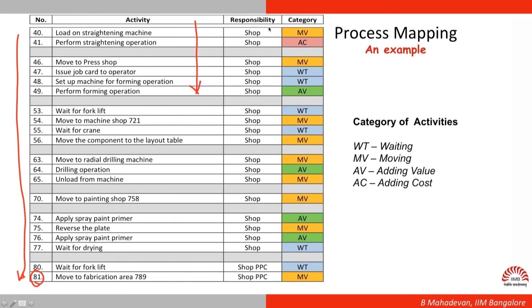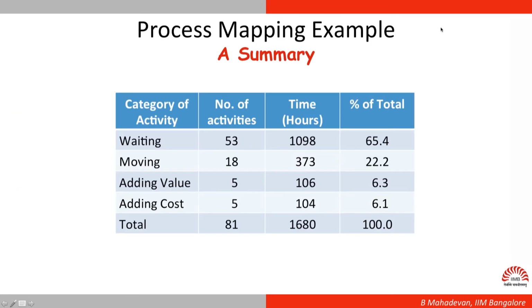Perhaps we identify whose responsibility it is, what category of activity this is, and so on. Let us see the summary of this. That makes interesting reading. The table has the summary. So of these 81 activities that we mapped, 53 belong to the category of waiting. And in all it took about 1998 hours, which contributed to 65% of the total time. It's just 6.3% which adds value, which is about 106 hours.